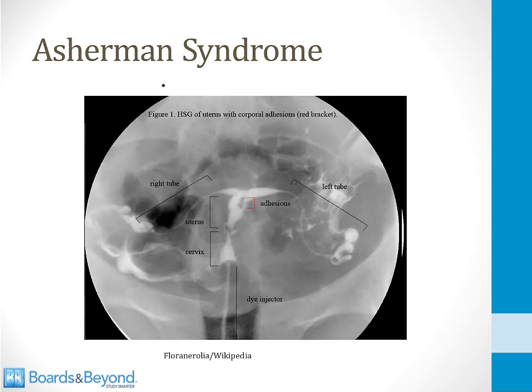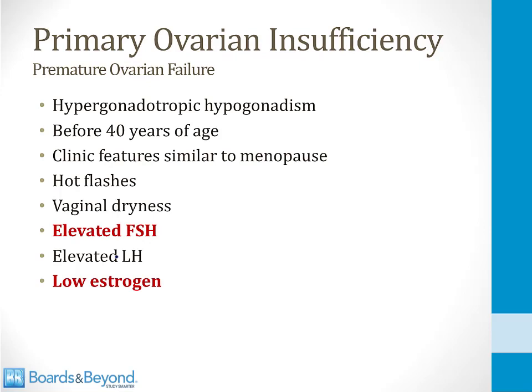Asherman syndrome can be diagnosed through a test called a hysterosalpingogram. In this test, a dye injector is inserted into the cervix, and dye is injected to fill the cervix and uterus. If adhesions and fibrosis are present, the dye will not fill the structure normally. And you can see an example shown on the screen here. Dye is not filling this area right here. That's evidence of adhesions.